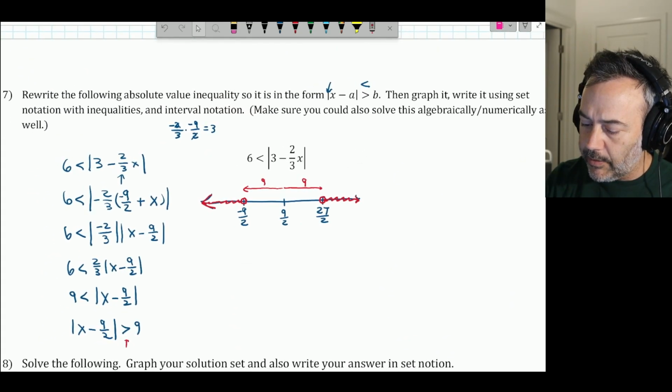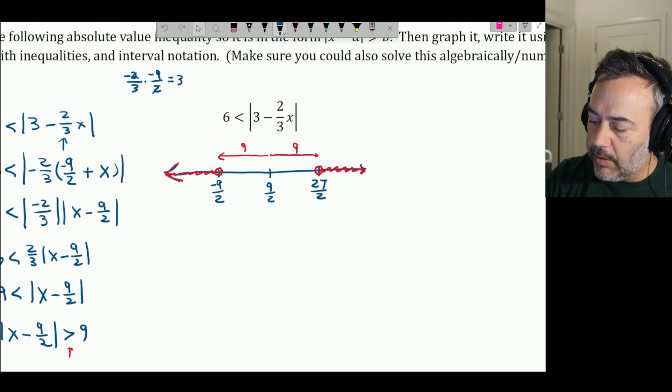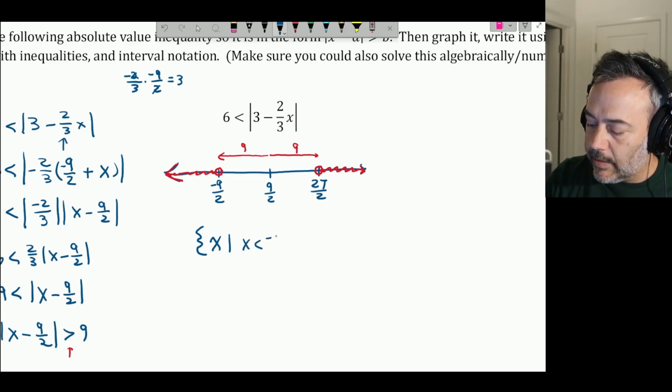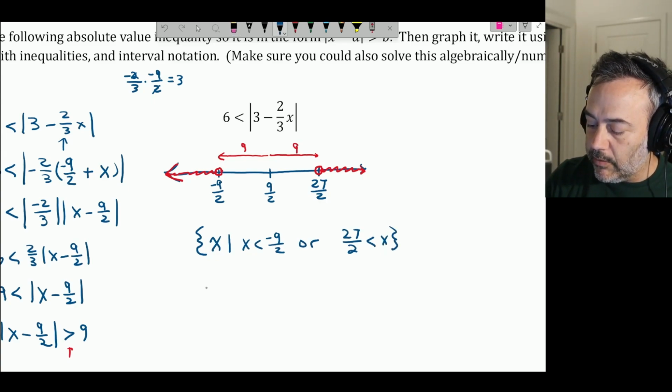It says write using set notation with inequalities and interval notation. So our book would say the set of all x such that x is less than -9/2 or x is greater than 27/2. And I'm a fan of writing the inequality the other way. Since the x's are to the right, I like to write it this way. Either one is fine.